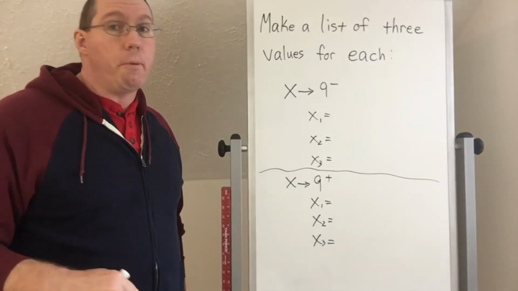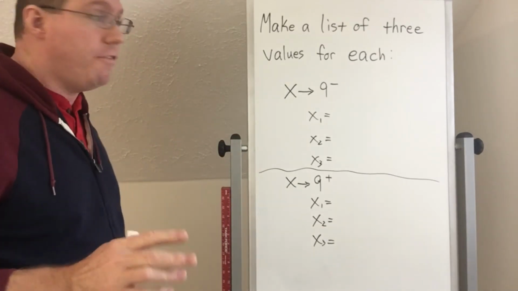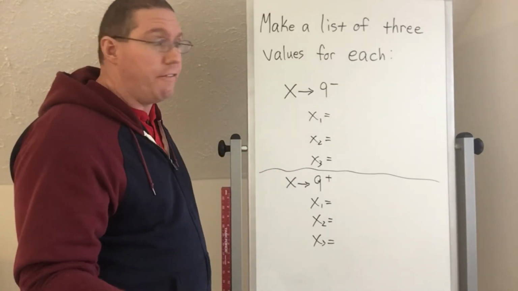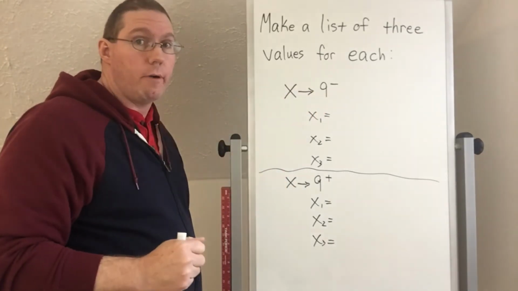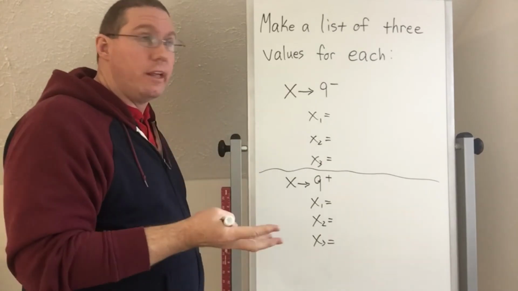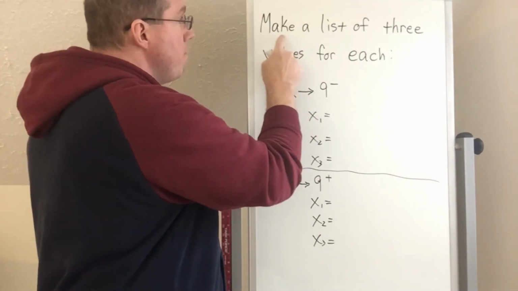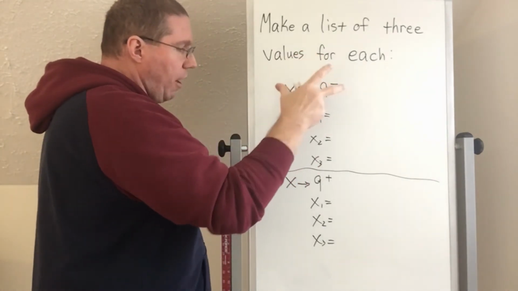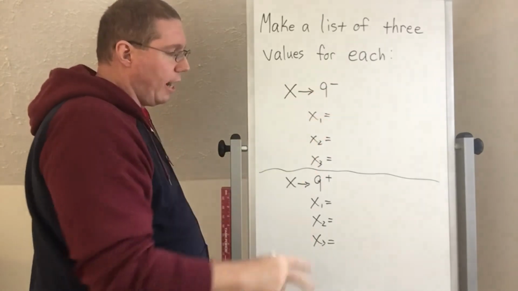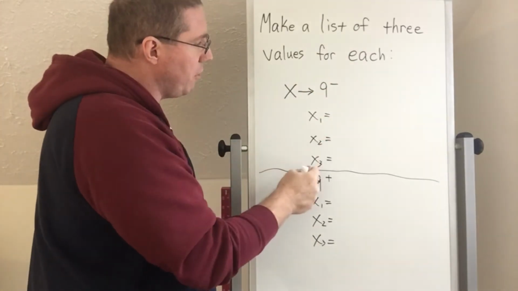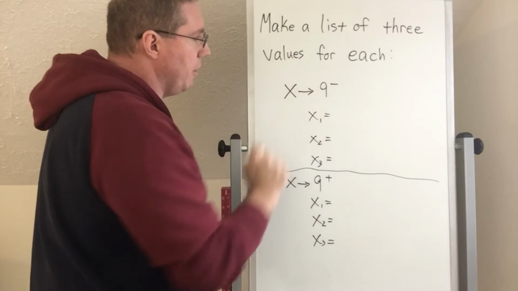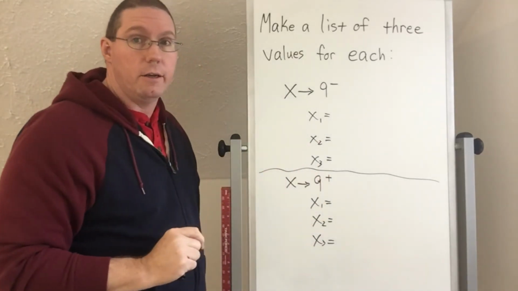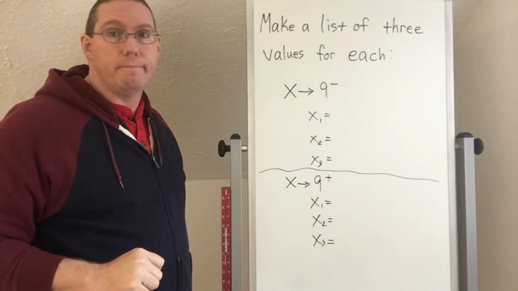limits. All right, so in the previous examples, I gave you three numbers, three x values, and you had to identify what number x was approaching, right? Well, now what we're going to do is we're going to switch it the other way. What I want you to do is make a list of three values for every one of these x approaches that I give you. So here, I want you to give three values of x approaching 9 from the left, and then three values for x approaching 9 from the right. Okay, so pause the video and try to do that.